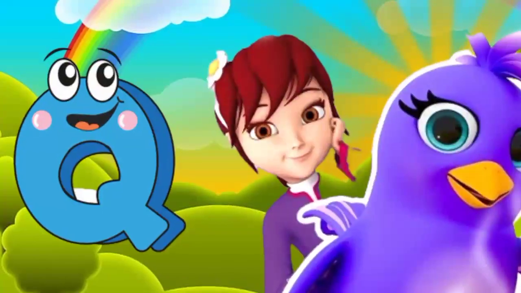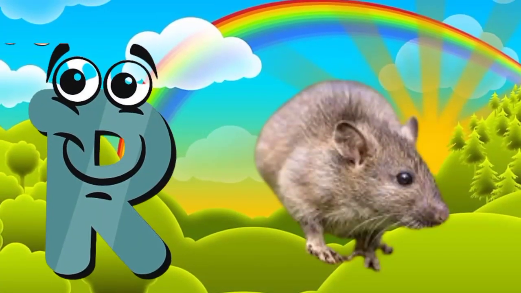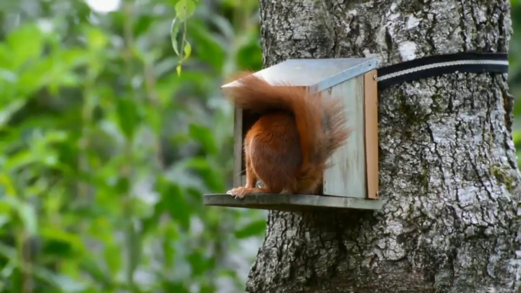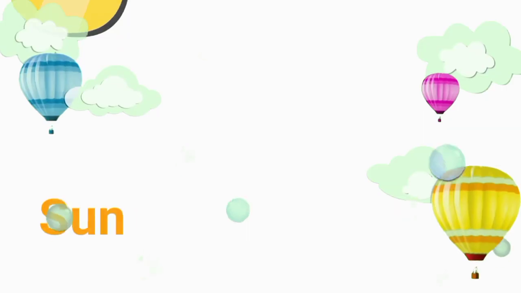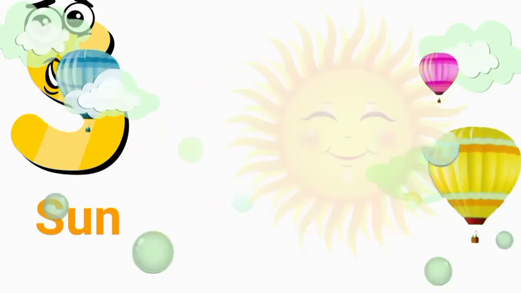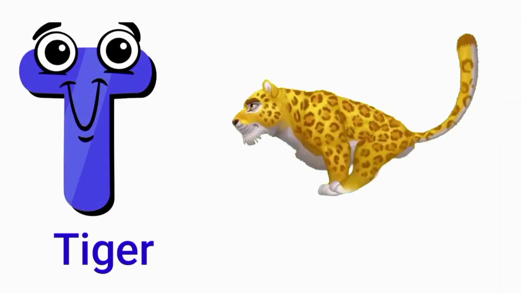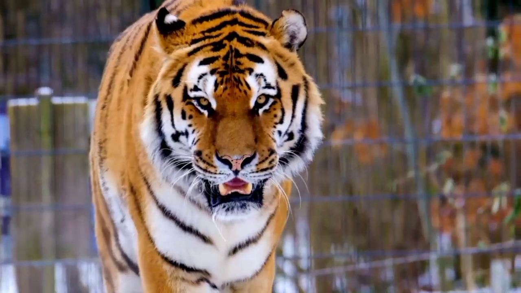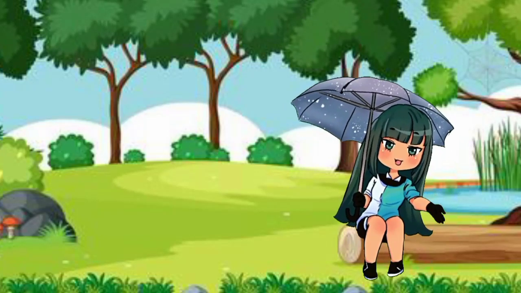Q for queen. R for rat. S for sun. T for tiger. U for umbrella.